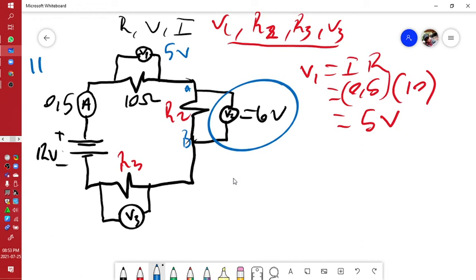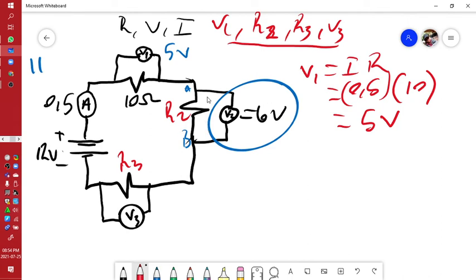So you use the current, 0.5. Is it for the whole section? Yes, it's for the whole circuit. The key point: they are connected in series, meaning the 0.5 applies to all resistors like this. That is the key point. Then that's the value of our V1.